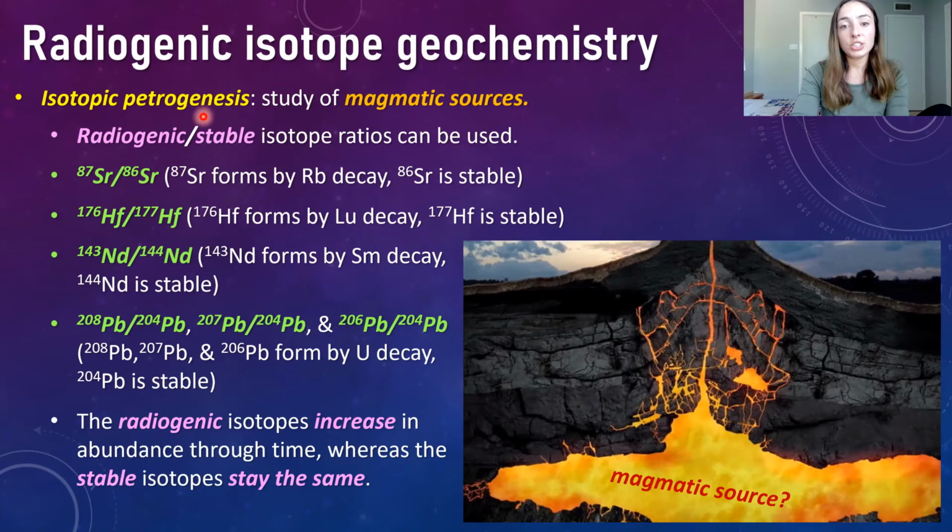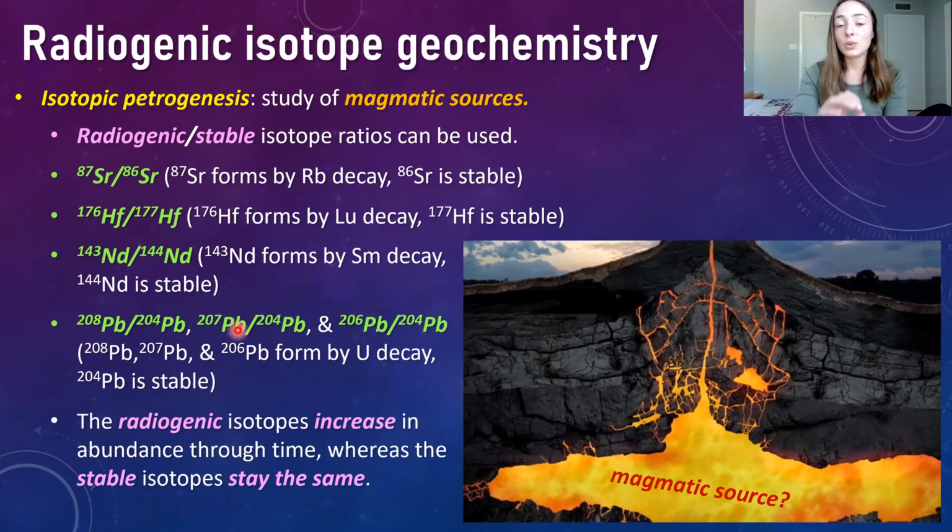In this application of radiogenic isotope geochemistry and igneous petrology, we're looking at radiogenic over stable isotope ratios, rather than what we were looking at before, which was parent radioactive isotopes relative to daughter radiogenic isotope ratios. So instead of looking at parent and daughter radioactive and radiogenic isotopes, now we're looking at radiogenic isotopes, so daughter products of isotopic decay, and stable isotopes.